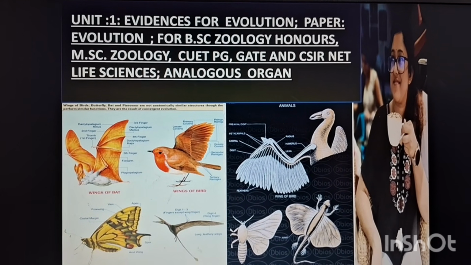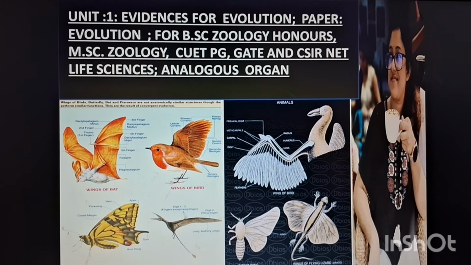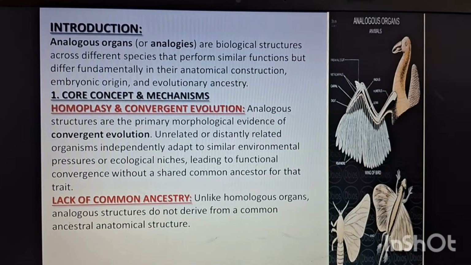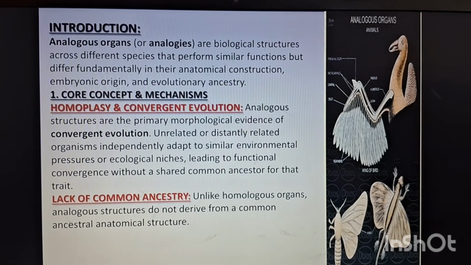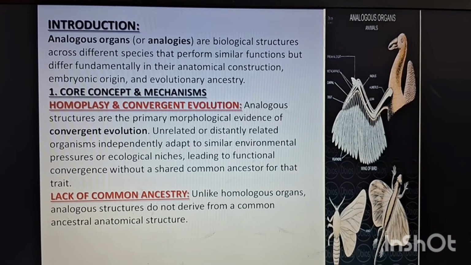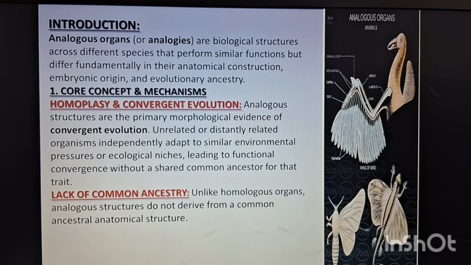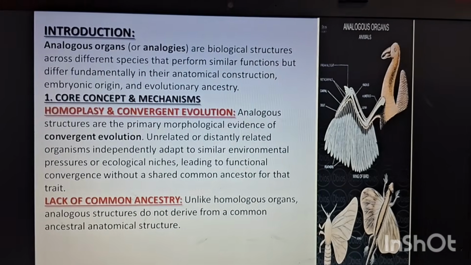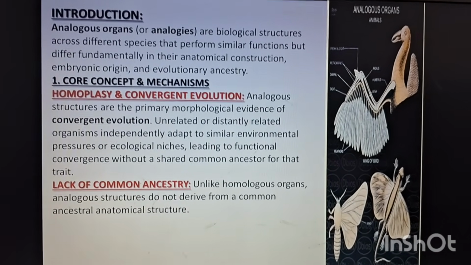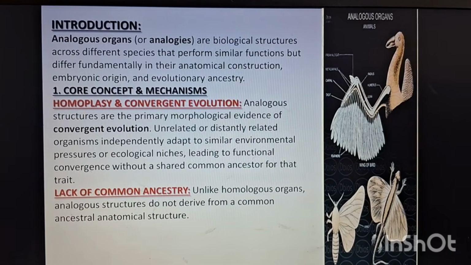Paper Evolution, Unit 1, Evidences for Evolution. Today I will discuss the analogous organ. What is the analogous organ? Analogous organs are biological structures across different species that perform similar function but differ fundamentally in their anatomical construction, embryonic origin and evolutionary ancestry. Next, core concept and mechanisms, that is homoplasy and convergent evolution.